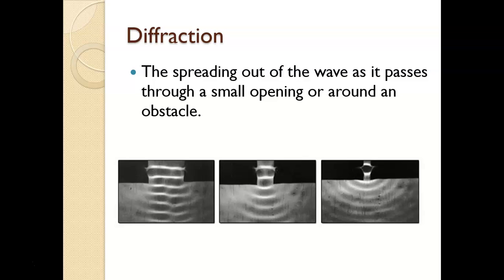So diffraction is just that spreading out of a wave as it passes through a small opening or obstacle. If you take a look at the first picture here, we've got a wavelength that comes here, and you see it bend just slightly around the edges. As the slits get narrower, the effect is much more pronounced, and when the wavelength and the slit are comparable, you see almost a complete circle.